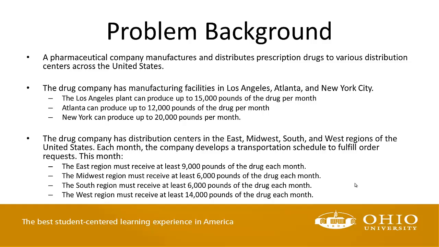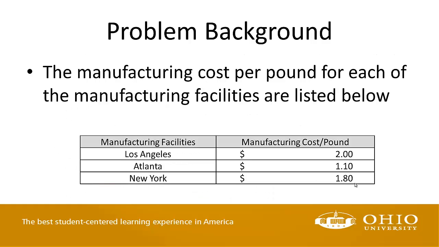So wrap your mind around this particular problem for a second. Think of this problem as you being responsible for developing a transportation schedule where you're deciding how many pounds are being manufactured at the facilities, and then you decide where they are shipped to. Los Angeles could ship to all of the regions, Atlanta can ship to all the regions, and New York can ship to all regions. So let's continue some of the problem background.